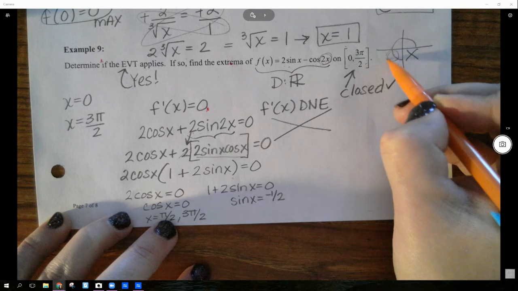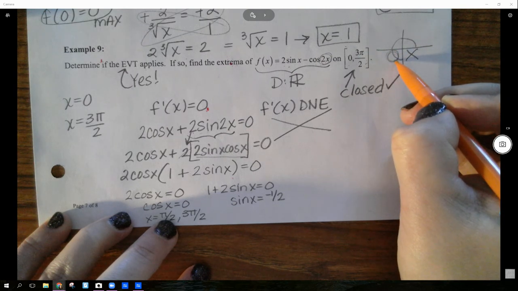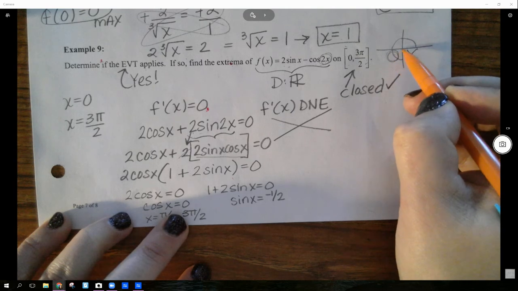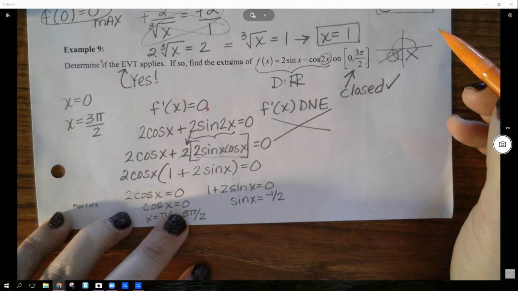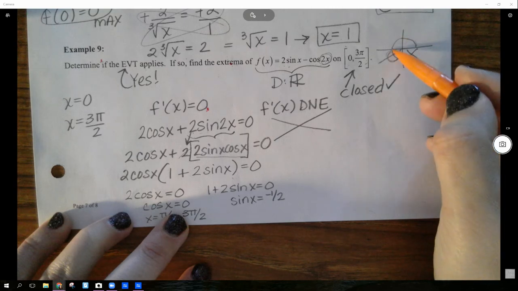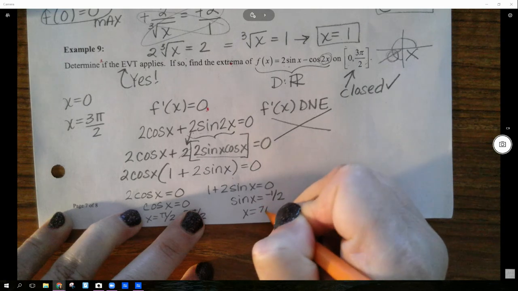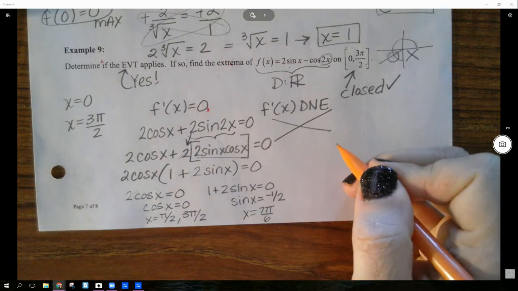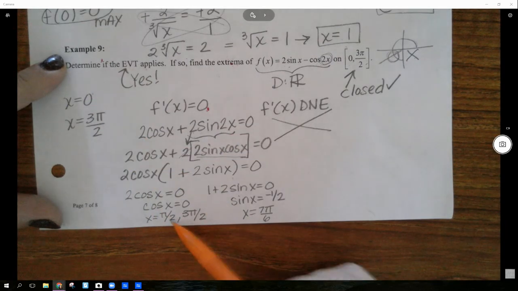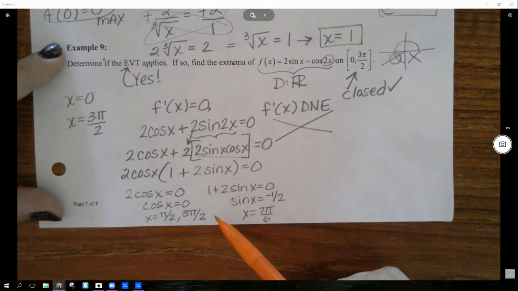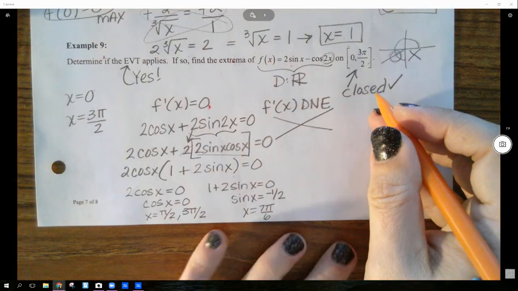We need the angle in the third quadrant that has a sine of negative 1/2. The reference angle is going to be pi over 6. So pi plus pi over 6 will be 7 pi over 6. So x equals 7 pi over 6. So we've got 1, 2, 3. Don't have to count that one twice. 1, 2, 3, 4 critical points.